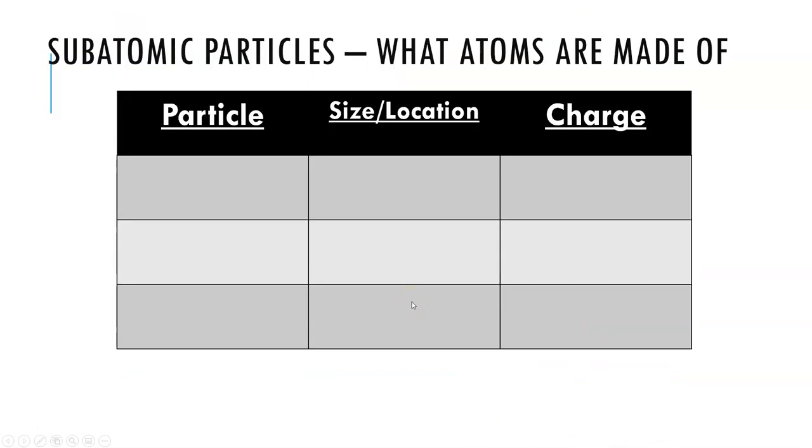All right, now let's talk about the bits that atoms are made of. Atoms are made of particles called subatomic particles. They're particles that are smaller than atoms, hence subatomic. So there are three subatomic particles: protons, neutrons, and electrons. And these little symbols in parentheses are how we denote protons, neutrons, and electrons. Now, the next thing we're going to talk about is where they're located in the atom and their relative size.